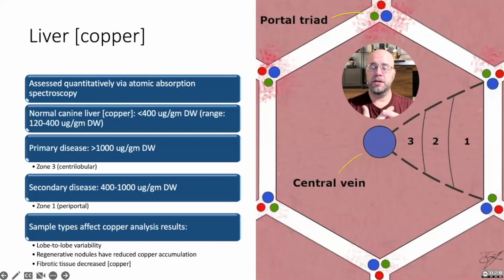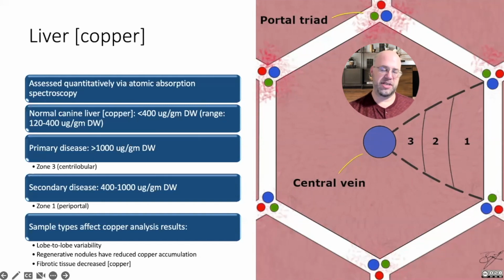When one submits tissue, we need to do more than just routine histopathology. We need to know where the copper is accumulating most, and we need to measure liver copper concentration, which is done via atomic absorption spectroscopy. Normal liver copper should be less than 400 and greater than 120. If we're less than 80, we are deficient.